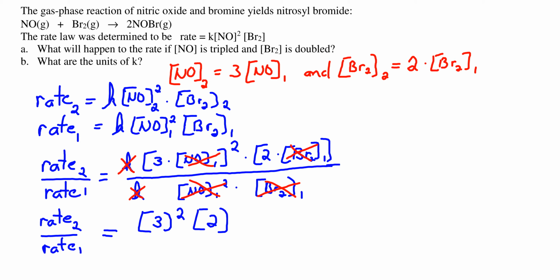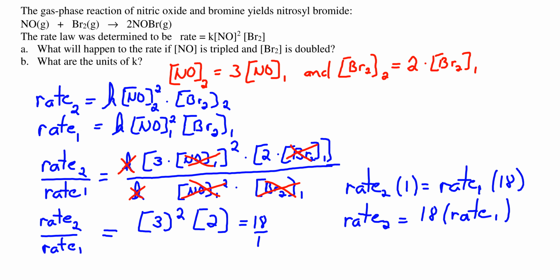Now here we want to be very careful because we see this 3 is inside the parentheses that needs to be squared. So when we cancel out these concentrations, we need to be careful to note that 3, that entire quantity, has to be squared. So we have 3 squared is equal to 9 times 2. Our ratio of the rates is going to be equal to 18.